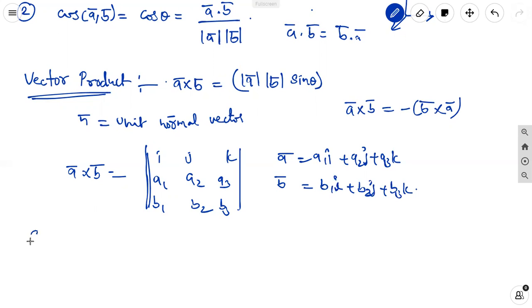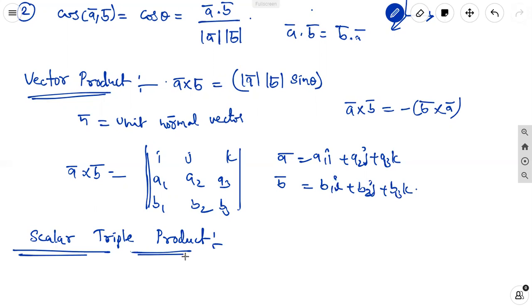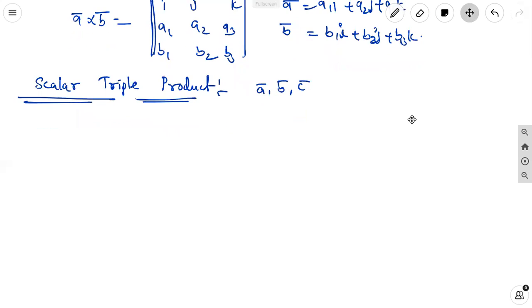Next, we can take another definition, scalar triple product. Scalar triple product means we take three vectors, those are A vector, comma B vector, comma C vector. And the scalar triple product can be defined as: we take the cross product of the first two vectors, and again we get a vector, and take the dot product with the third vector. This is known as the scalar triple product.